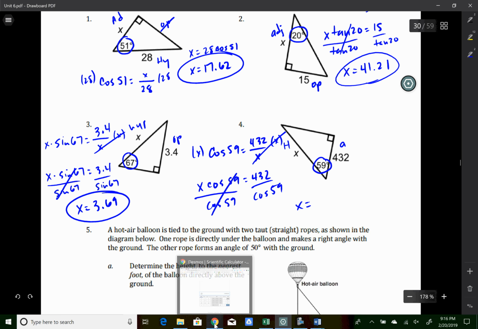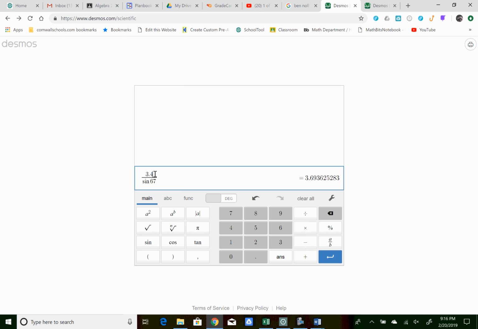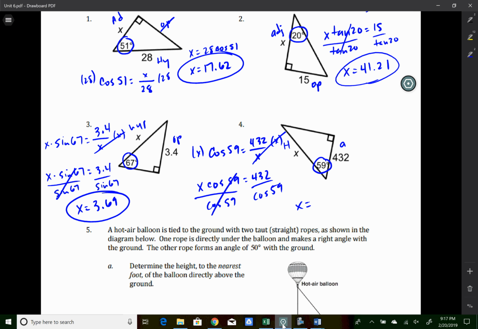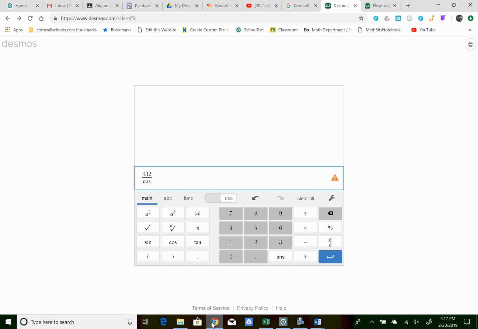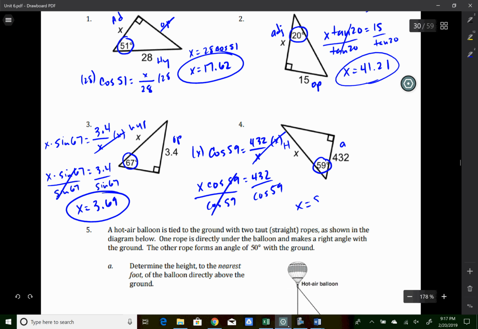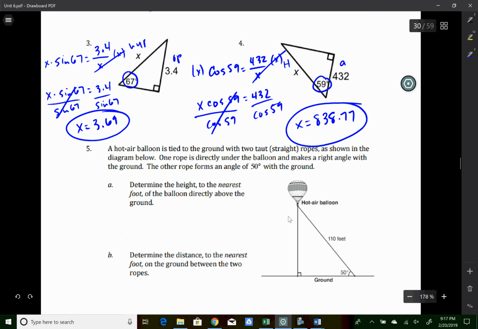I already know before I type it in the calculator, though, it should be bigger than 432. So I have 432 divided by the cosine of 59. 838.77. There we go. All right, last one, number 5.